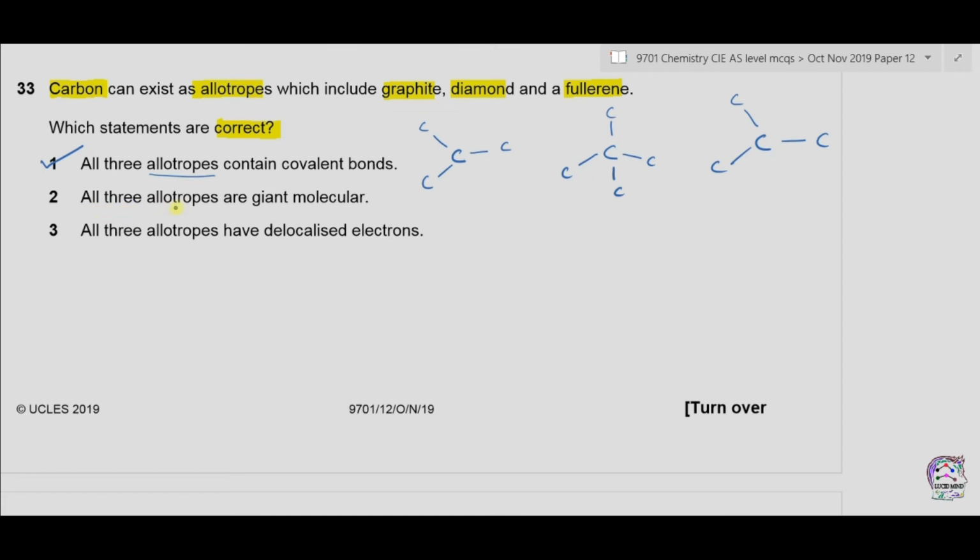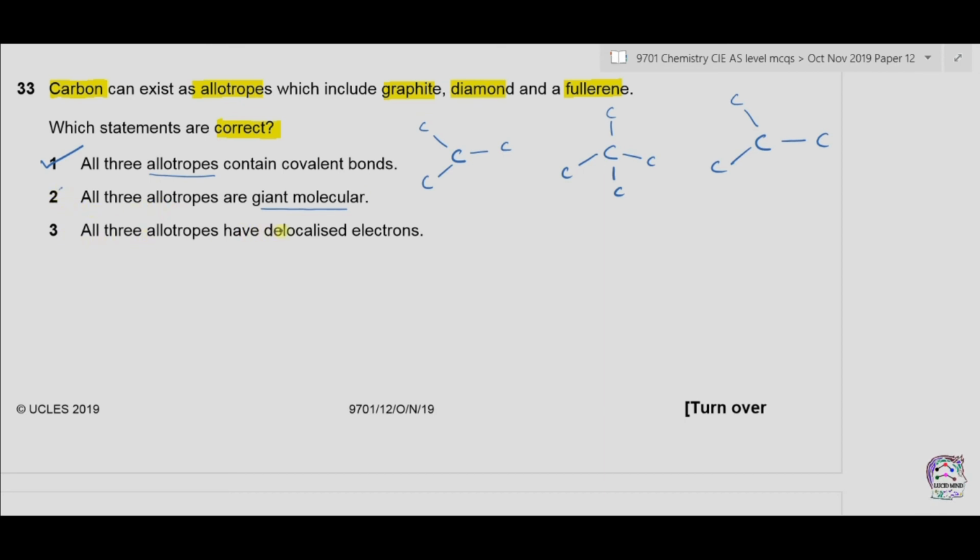Option 2, all 3 allotropes are giant molecular. We can see that graphite is giant molecular, diamond is also giant molecular, but fullerene is a small molecule made up of almost 60 carbon atoms. So therefore option 2 is incorrect.